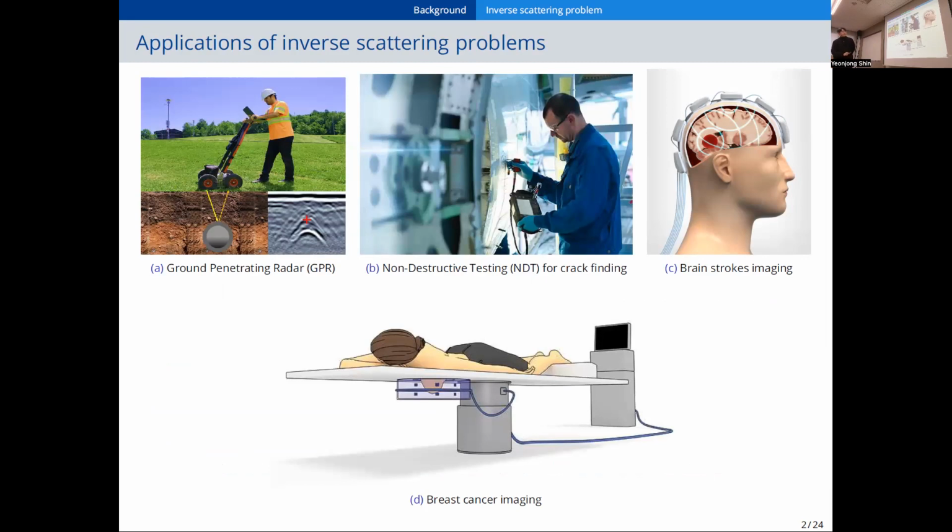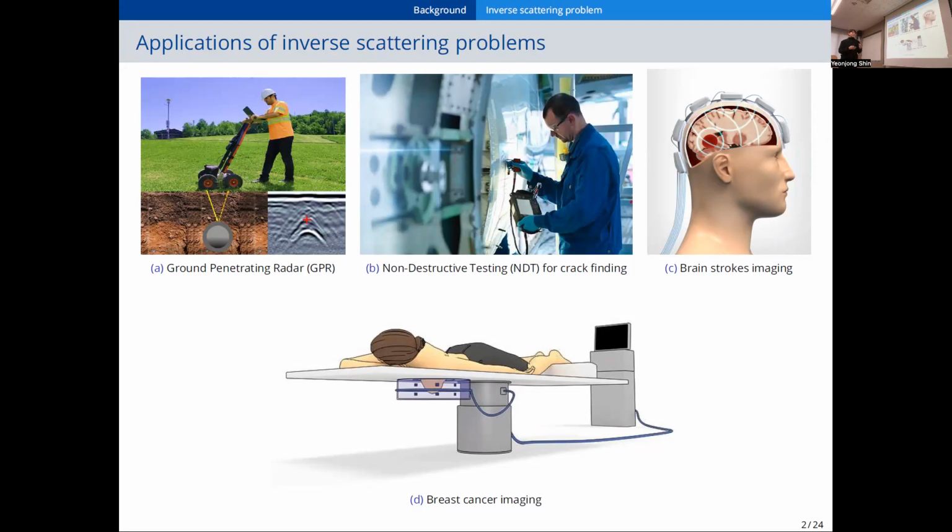Next one is NDT for crack finding. This is almost the same machine. There are receiver antennas and transmitter antennas. From the data, we can detect the cracks of the wall. Also, there is brain stroke imaging. There are some antennas, maybe five or six antennas. Then we can detect the brain stroke. This is the breast cancer imaging. These are the antennas. Then we can detect the breast cancer from this data.